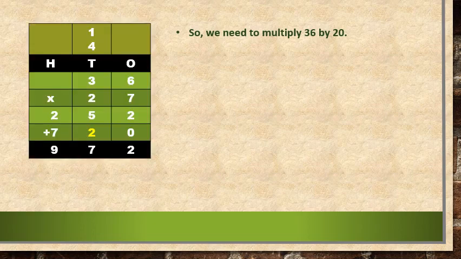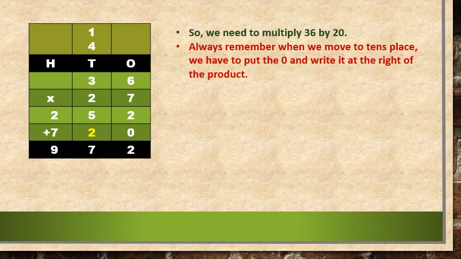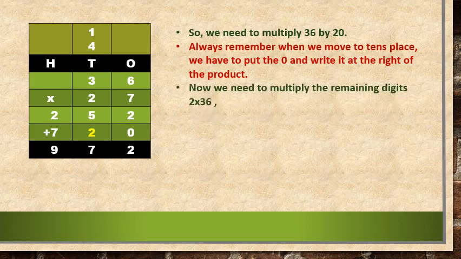So we need to multiply 36 by 20. Girls, always remember, when we move to tens place, we have to put the 0 and write it at the right of the product. Now we need to multiply the remaining digits, that is 2 into 36.